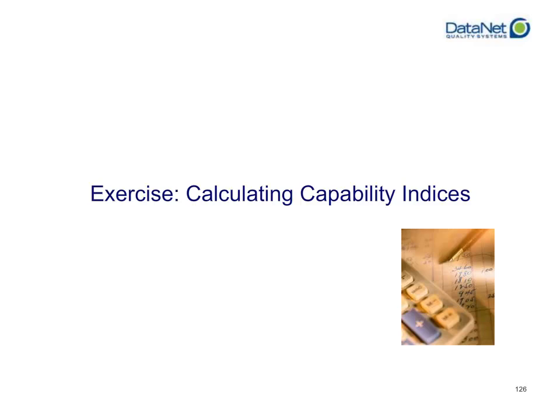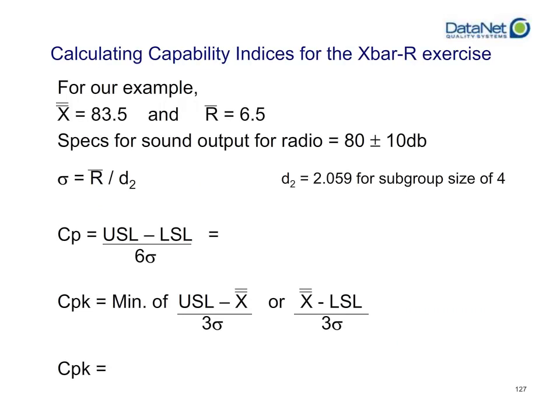So we actually have an exercise for you to calculate your capability indices that pretty closely follows the example that we did earlier. This time we're going back to our radio example, the sound output for radios, 80 decibels plus or minus 10 decibels. The capability indices for this we're going to calculate. We already knew our grand average is 83.5 when we did our control charts. We know our R-bar value is 6.5. We're going to use the R-bar over d2 method with the d2 constant for a subgroup size of 4 to estimate our sigma value.